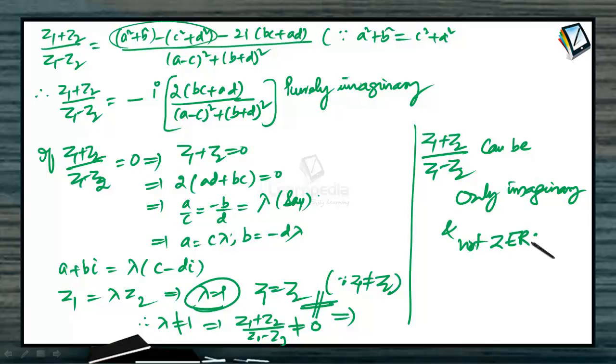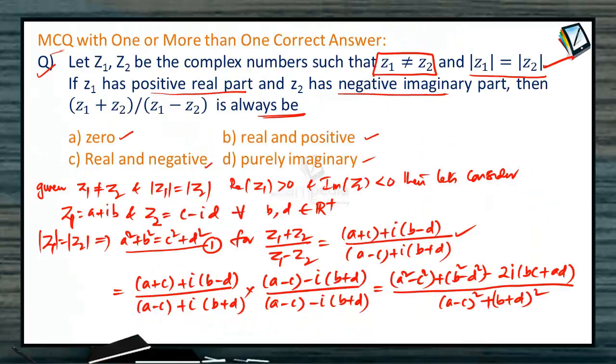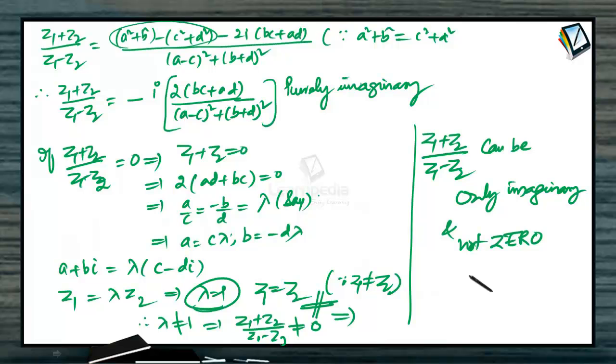When you go to the options here, this can never be equal to 0 and it can never be real and positive or real and negative. So the only option left is option D, that is, this is going to be purely imaginary. That is, option D is going to be the correct option for this question.